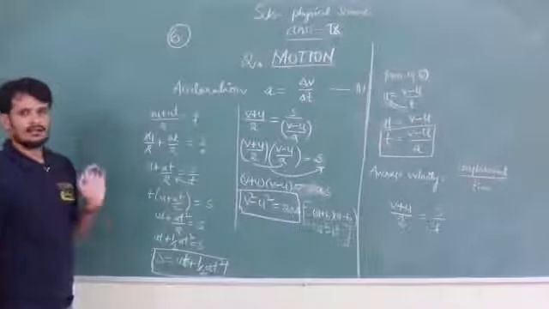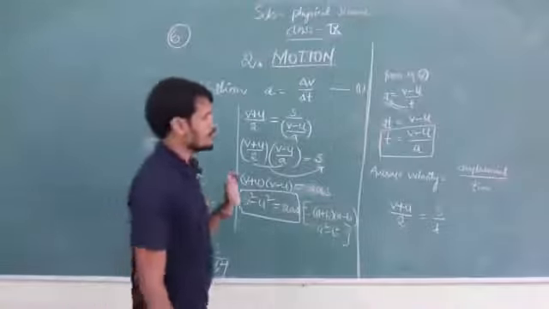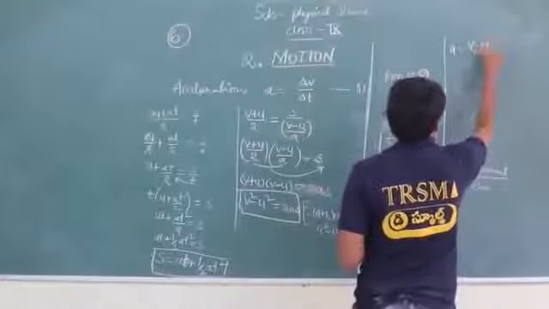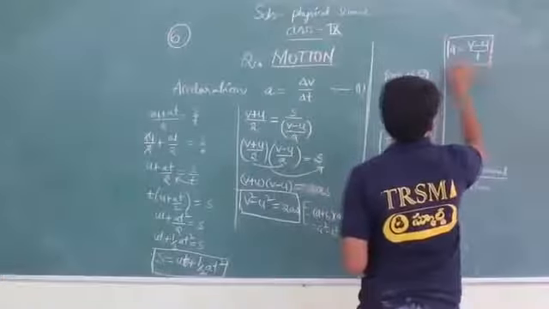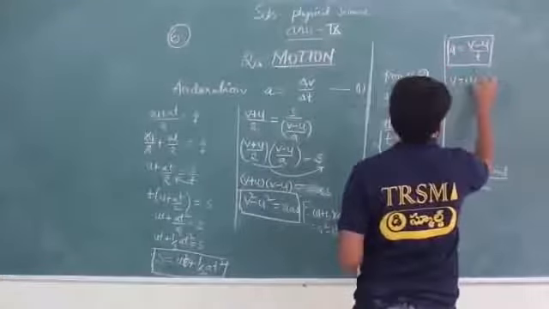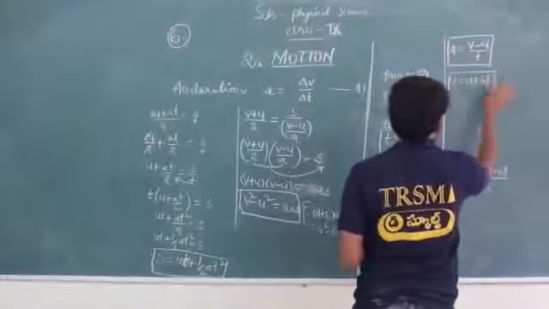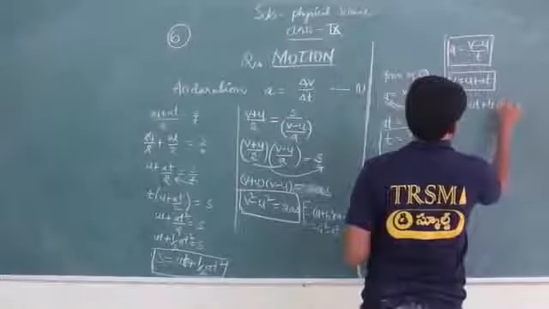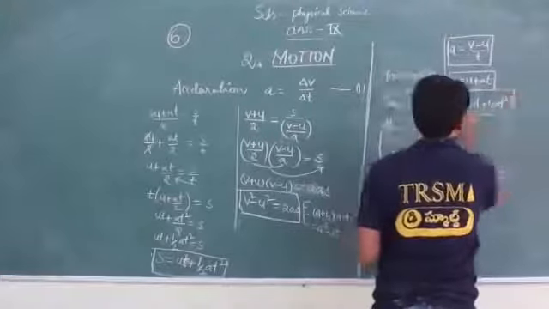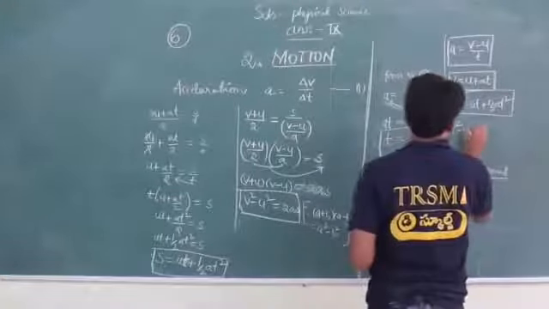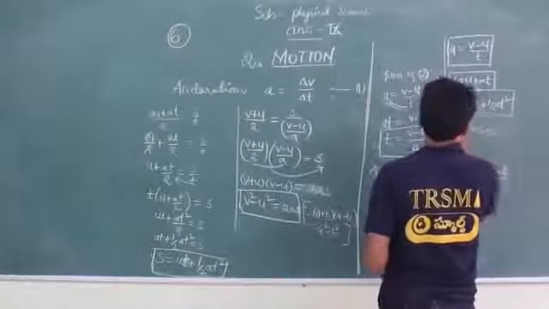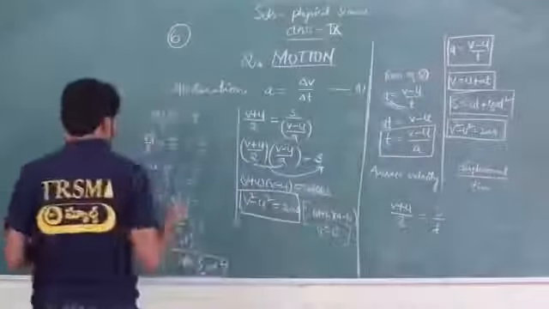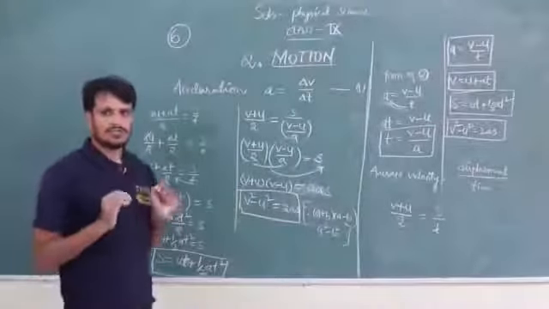These are called motion equations. What are they? a is equal to (v minus u) by t, v is equal to u plus at, s is equal to ut plus half at square, and v square minus u square equals 2as. These are the motion equations. Clear?